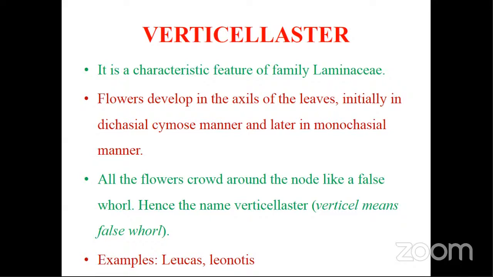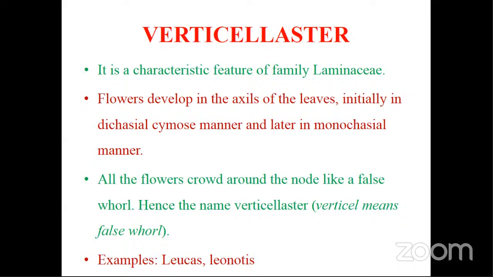You are familiar with Tulasi and Tummi kura, right? Tulasi and Tummi all belong to Lamiaceae. In this, flowers develop in the axils of the leaf. Initially, the arrangement of flowers will be in a dichasial cymose manner. That means the inflorescence axis terminates in a flower and produces two branches which terminate in a flower. Later on, they develop in a monochasial cymose manner. But the flowers will be sessile to subsessile, meaning either they will not have a stalk, or even if they have a stalk, it will be very small.